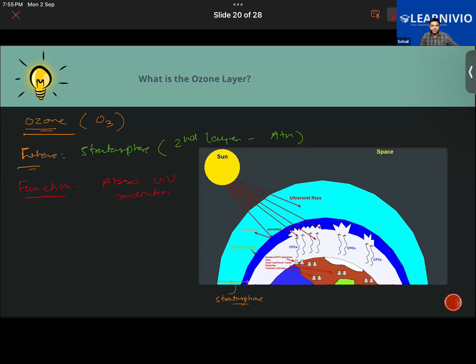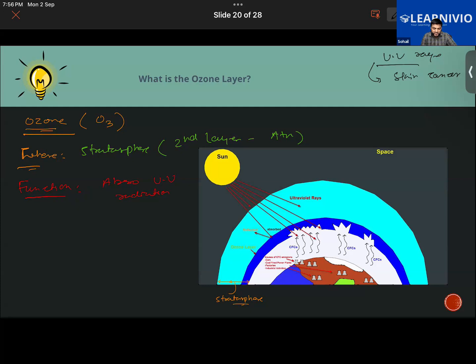One question should come to your mind: why are ultraviolet rays bad for our health? The simple answer is that ultraviolet radiations are the main cause of skin cancer. So it is important that these rays should not come in contact with our skin.